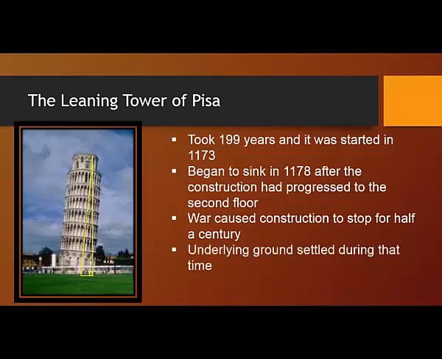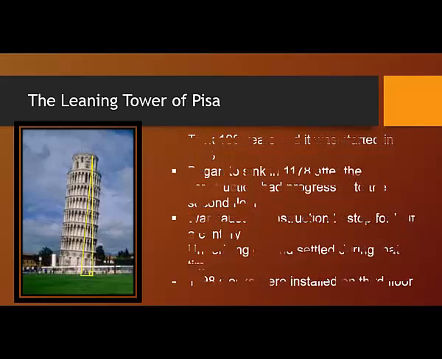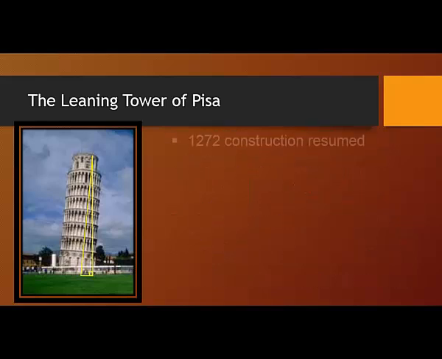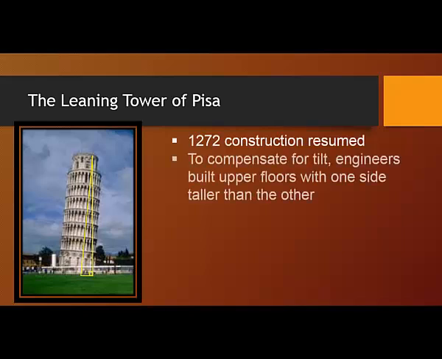The underlying ground settled during that time, and it provided a little bit better foundation for it, but not totally perfect. As we can see, it leans to this day. In 1198, clocks were installed on the third floor, so now we're up to the third floor. In 1272, the construction resumed. To compensate for tilt, engineers built upper floors with one side taller than the other.